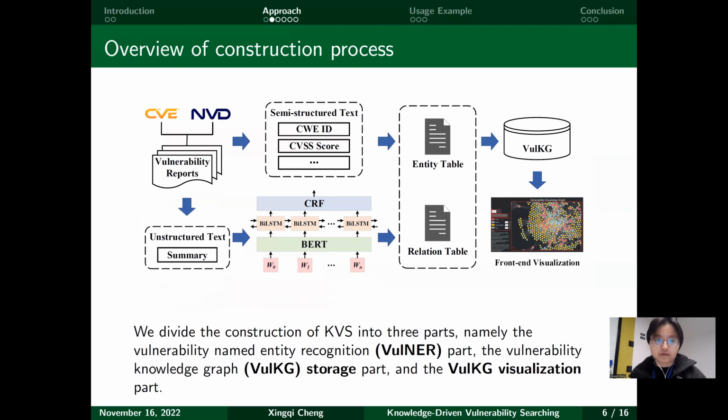The majority of my presentation will introduce the overall construction process. As you can see, the reports contain a summary, the unstructured text, and also the semi-structured text. We feed our unstructured text into our BERT model to perform the named entity recognition task. After that, we get our relation table and our entity table. As long as we have these two tables, we can store them in a graph database, Neo4j, maybe you know it. And after that, we visualize it in the front end.